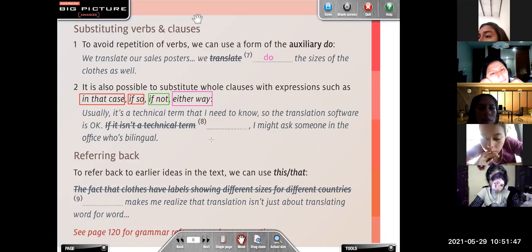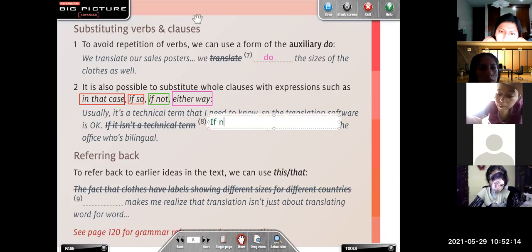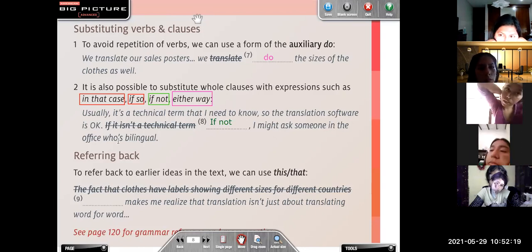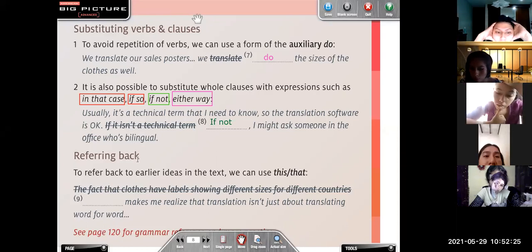Number 1, it says, usually it's a technical term that I need to know. So the translation software is okay. If it isn't a technical term, what can you say? If not, because it's a negative sentence. Very good. So we can replace this with if not, I might ask someone in the office who's bilingual. Okay, very good. Then we have here referring back.